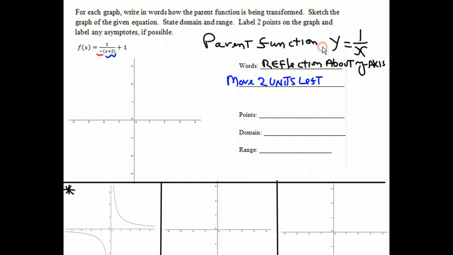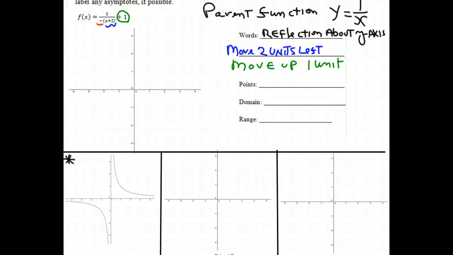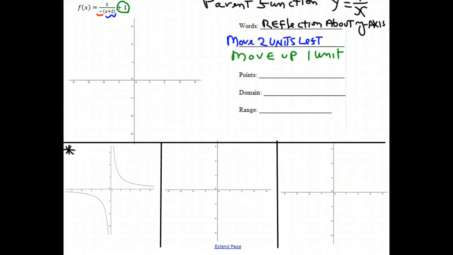And finally, you'll see the plus 1. And that means we're going to be moving the graph up 1 unit. So we'll write that down. And now let's start transforming our graph. I took the liberty of putting the original parent graph down below here, where you see the asterisks. And we're going to label 2 points that we can follow. One is at 1, 1. And one is at negative 1, 1.